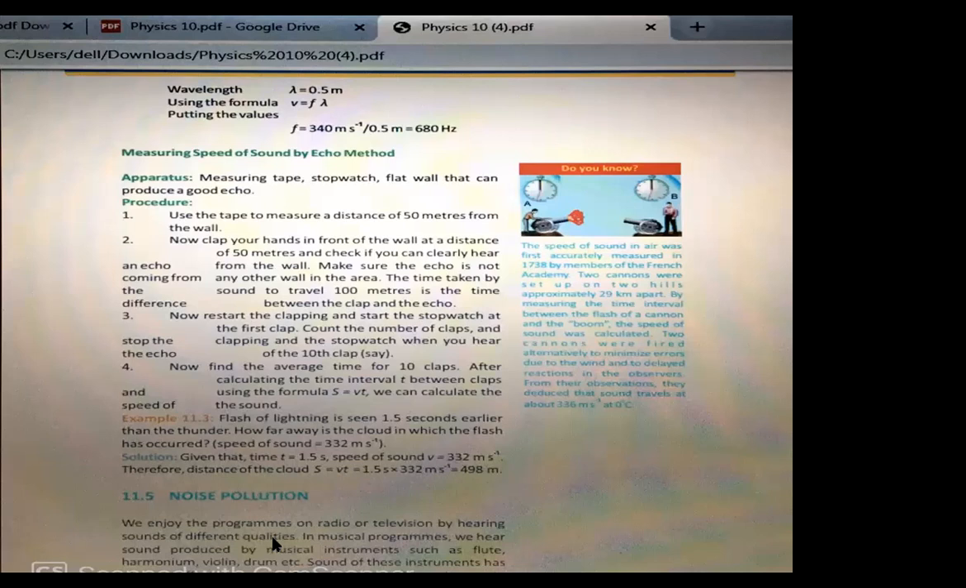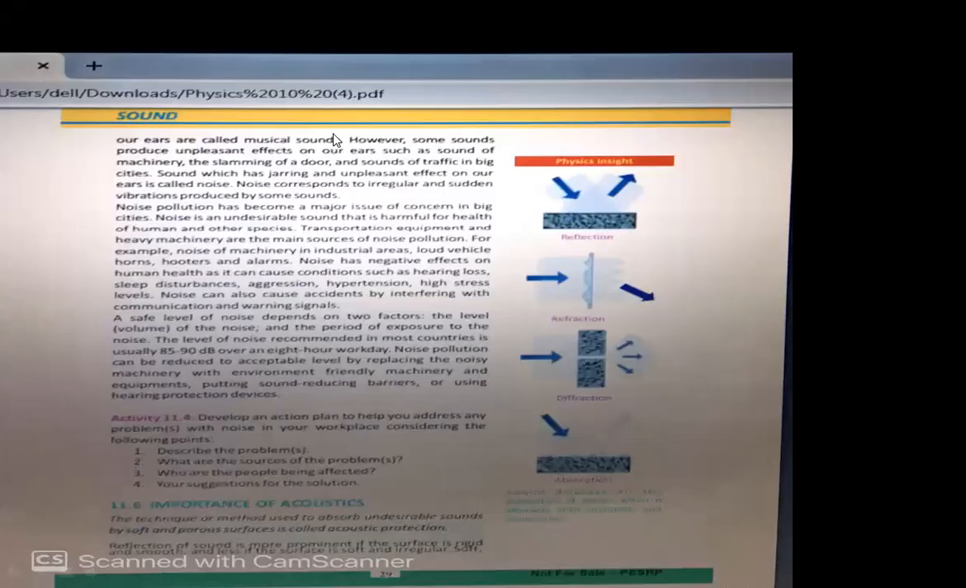These are the two types of sounds. The sounds which create very good effect on our ears are called pleasant sounds, like the sound of the piano, the sound of the flute. These create a very good effect on our ears. That's why they are called the pleasant sounds, or musical sounds.